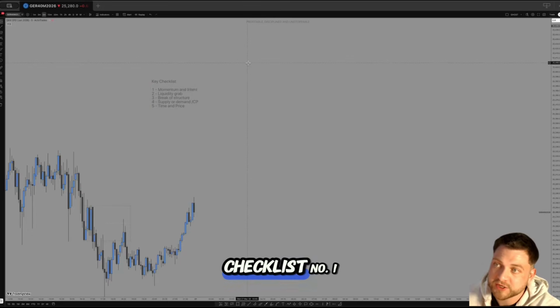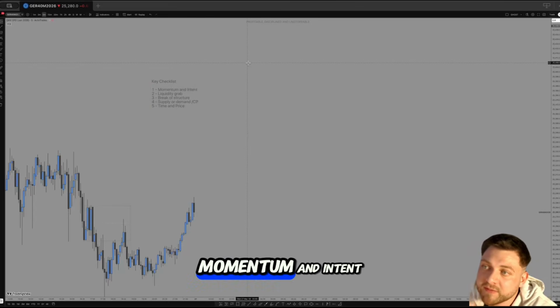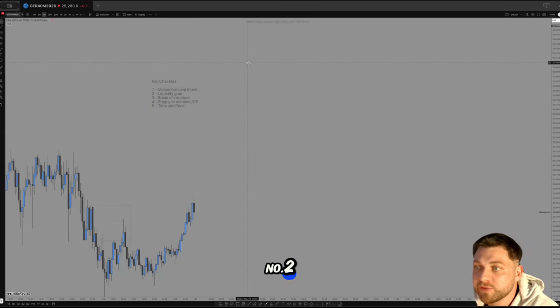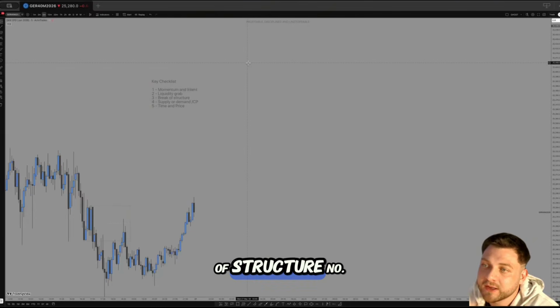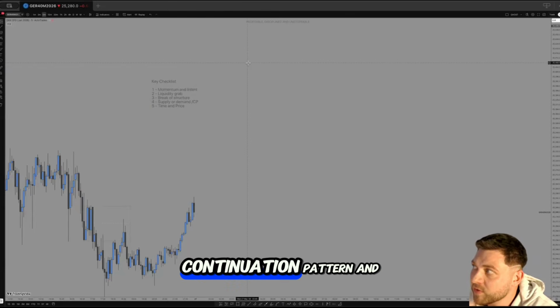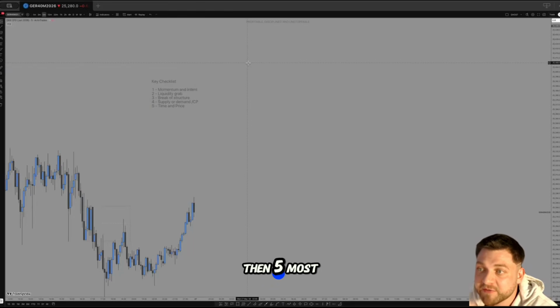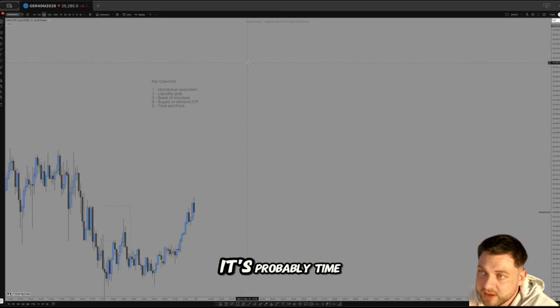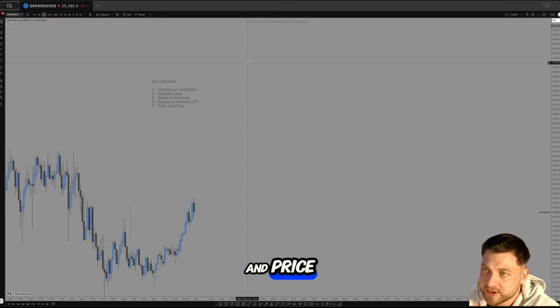So for instance, checklist number one, momentum and intent. Number two, liquidity grab. Number three, break of structure. Number four, supply or demand slash CP, CP standing for continuation pattern. And then five, most important to me, is probably time and price. Now let's quickly dive straight into it. I'm going to do this as quick and as simple as possible.